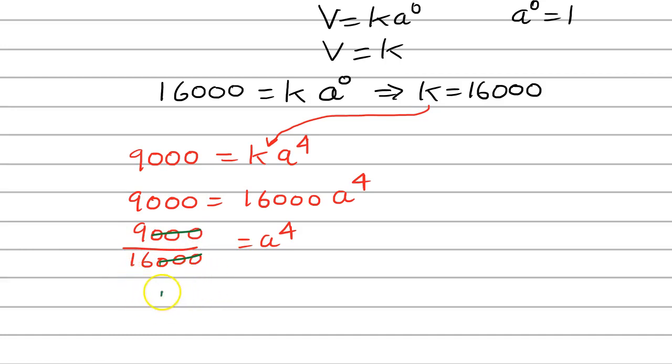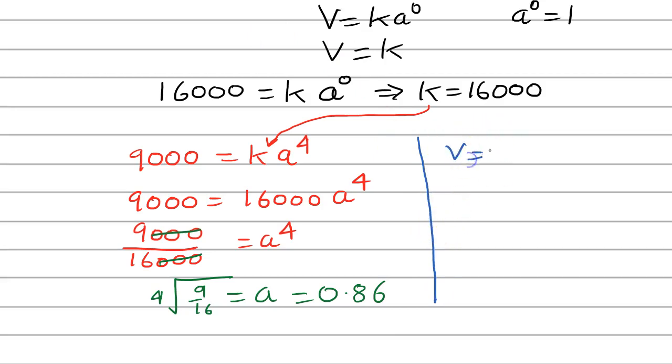So the fourth root of 9 over 16, if we calculate, that is A. So we get 0.86. Yeah, 0.86. Now the volume equation was V equal to 16,000 and A is 0.86 to the power T. Yeah, and T is given as 3 years.